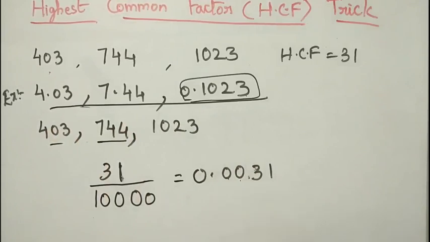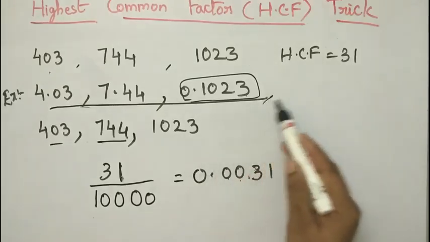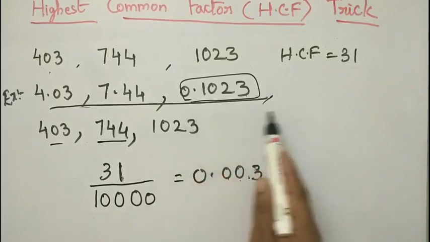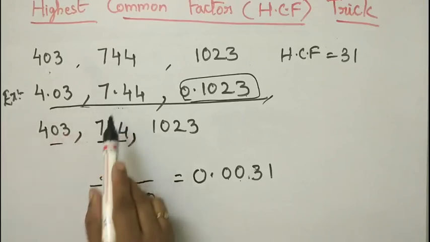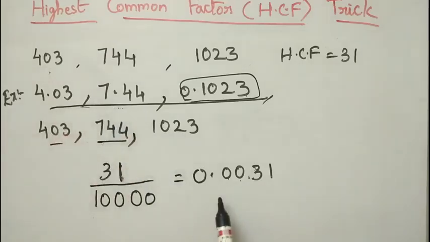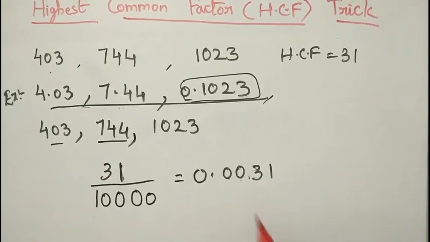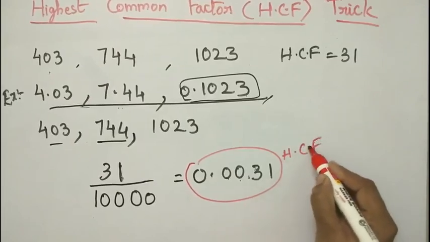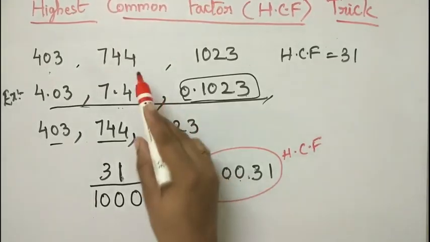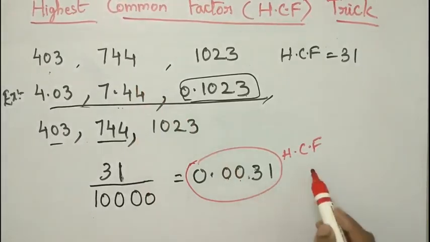Similarly, you can do this for any number of decimal numbers. If they give some other decimal numbers in the same example, it is enough to find the HCF of these two numbers without the decimal point and keep the decimal point in the HCF which you got. That is enough. So this is the HCF. Okay. In case of decimal numbers, this is the HCF.